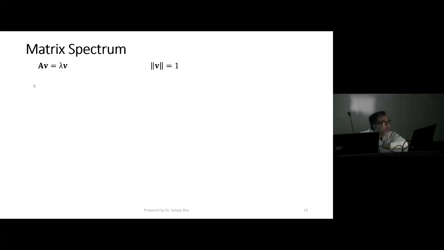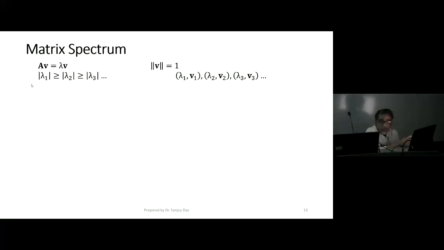Matrix spectrum, by definition: V is an eigenvector and lambda is the eigenvalue if they satisfy AV equals lambda V. All the eigenvectors are normalized so that they're unit vectors. And the indexing is such that lambda 1 has the highest numerical value, then lambda 2, lambda 3, until lambda n. Some eigenvalues might be repetitive. So these are the eigenpairs.